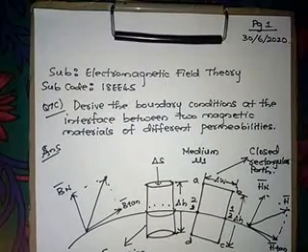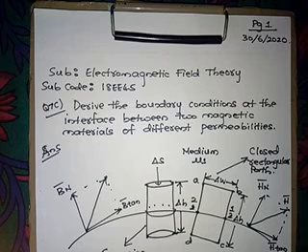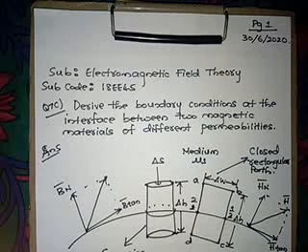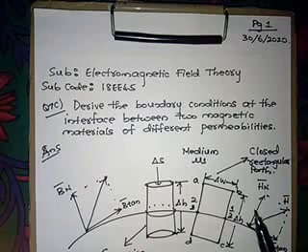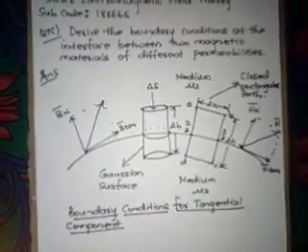Good morning, students. We are into solving the question paper, and I'll be taking up the first question, number 7C. Derive the boundary conditions at the interface between two magnetic materials of different permeabilities. Here we are considering the closed rectangular path for deriving the boundary conditions for the tangential component.